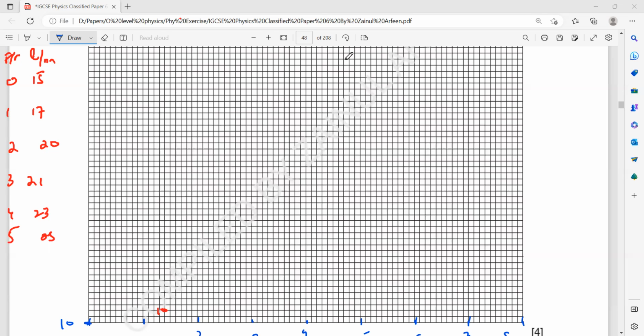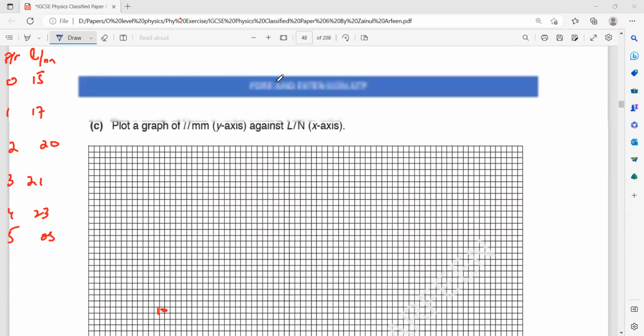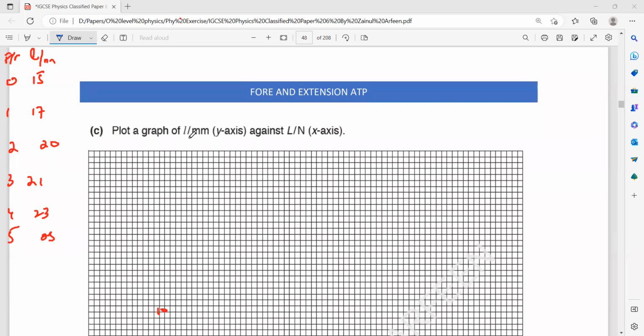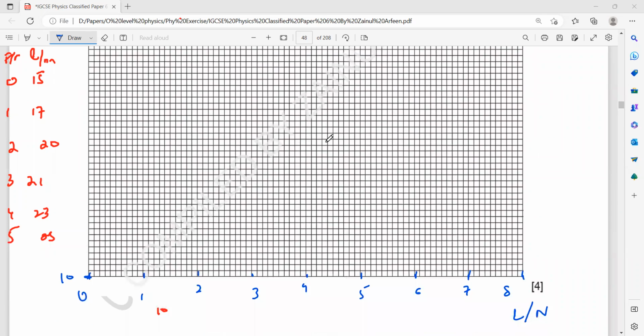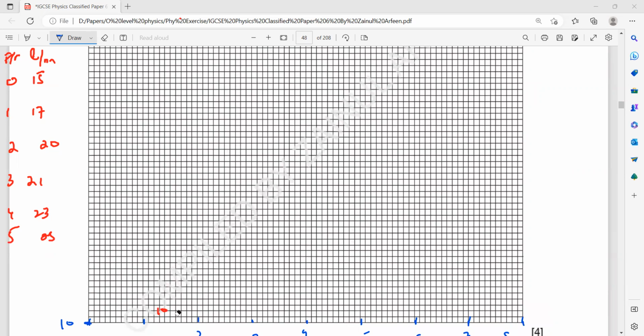But in this one, you don't have to select the dependent and independent variables because they already mentioned that length should be on the y-axis and load should be on the x-axis. So you just have to understand, like if I change load, length will change. So it means length depends on the load. So length is a dependent quantity.